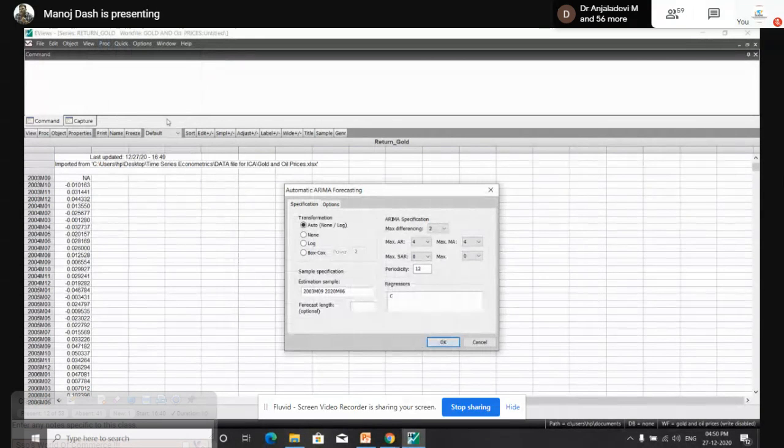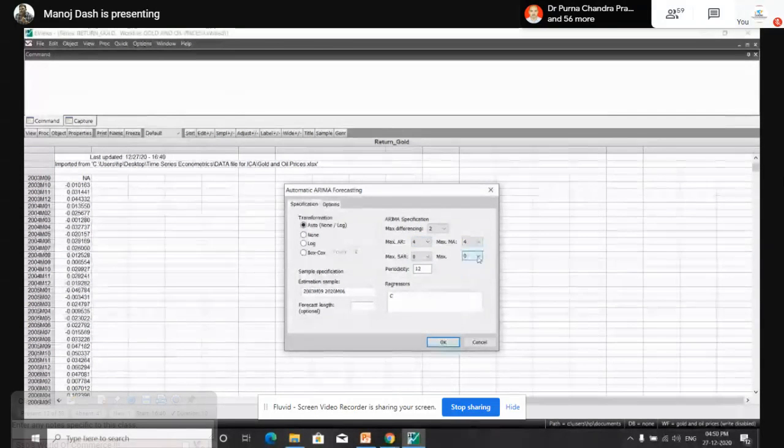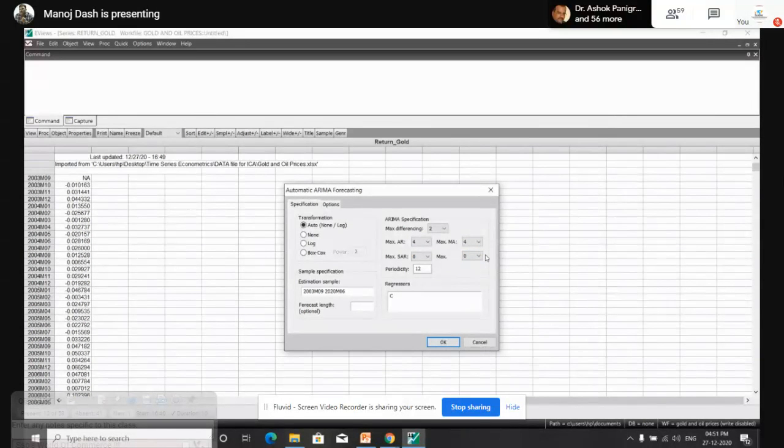Now see, what is the first one? It is how many lags it will take. Generally by default it will take 4 AR, 4 MA. Clear? You were asking, sir, how can you say which ARIMA is better? Now by default I have taken 4. You can take 5 also. It is up to you. I want to take 5.